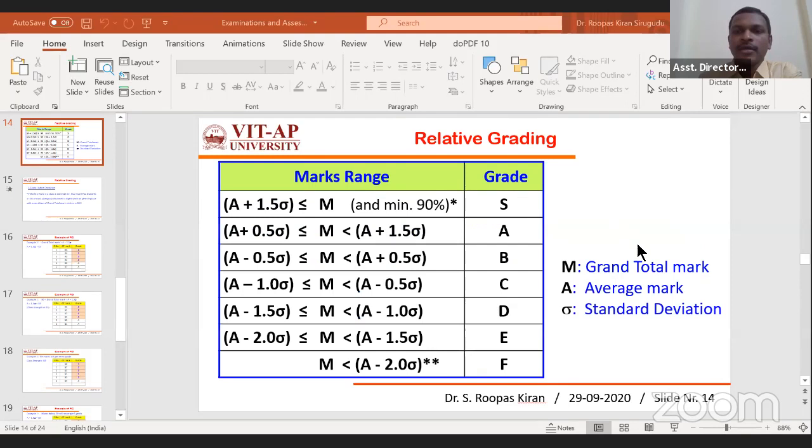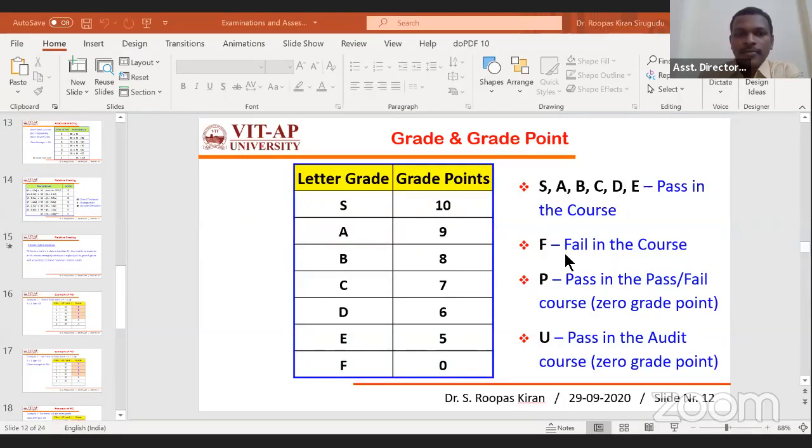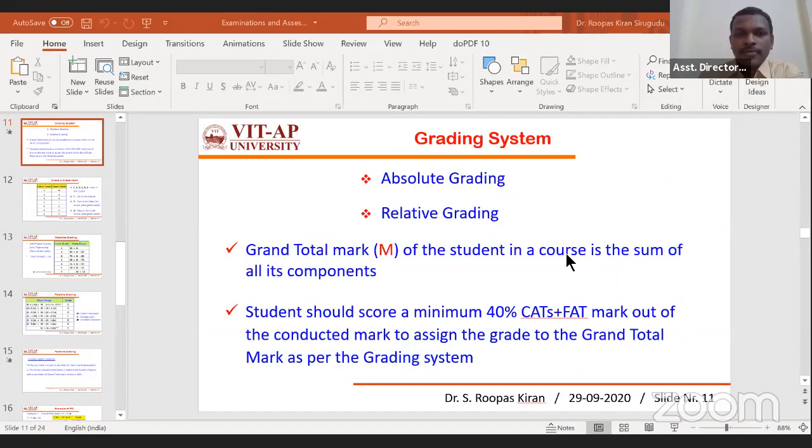The grand total mark I was telling about includes the total sum of the marks you score in CAT 1, CAT 2, and FAT, plus the non-CAT components: quizzes, assignments, labs, projects. All these marks will be calculated for a maximum of 100 marks. So out of those 100 marks, you are scoring 72.